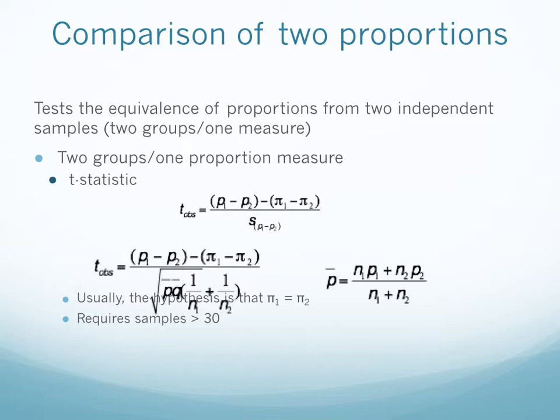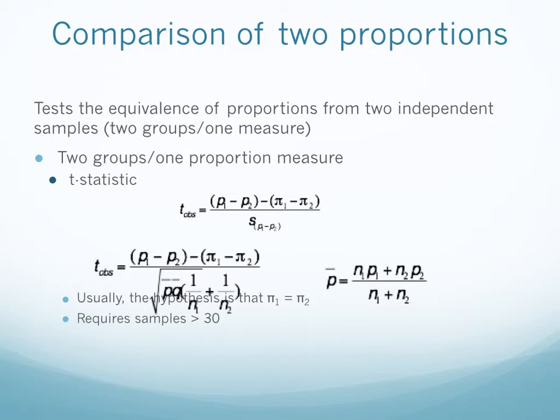Now we're going to look at comparing two proportions. Recall that earlier we looked at a t-test of a proportion versus a point estimate. So now, just as we moved from testing a mean versus a point estimate to looking at the means of two groups, now we're going to move from comparing a proportion to a point estimate to comparing the proportions of two samples. So these are two independent samples. Again, this is a two groups, one measure comparison.